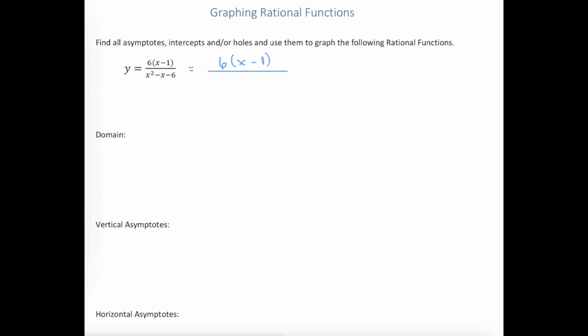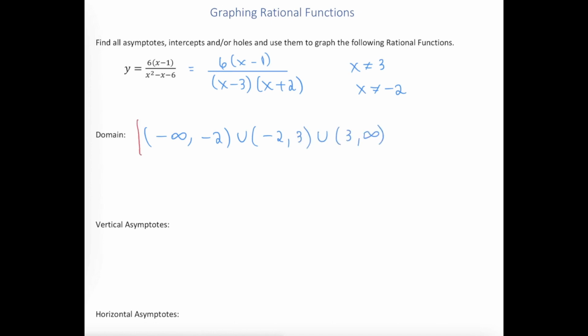We're looking for two factors of -6 that subtract to -1, so that's going to be -3 and +2. We can see that nothing cancels out, and therefore the only domain restrictions are going to end up being vertical asymptotes at the end because nothing canceled out. So the domain is going to be everything from -infinity to -2. We leave out x equal to -2. We also leave out 3, and everything else is included in the domain.